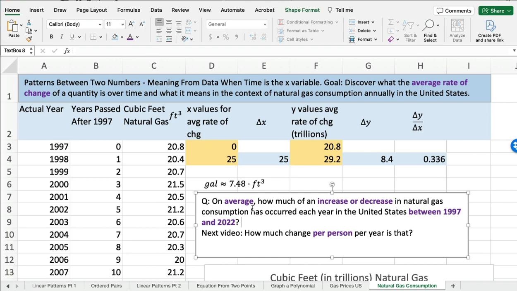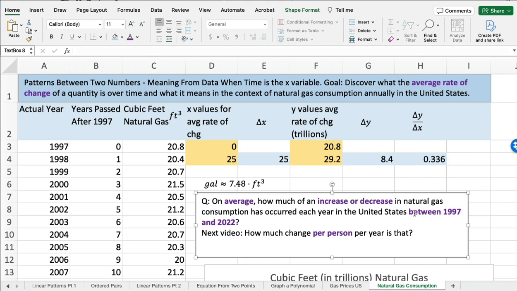So I've color coded things in purple that happen to be strong clues about what it is we're supposed to be doing to answer that question. The word average is included in the question, which is a clue that we do need the average rate of change. And then the words increase or decrease, that also is a clue that we are looking for the average rate of change. We want to know how much over each year we would have to either increase or decrease our natural gas consumption to get up to what we are currently at in 2022 from 1997.